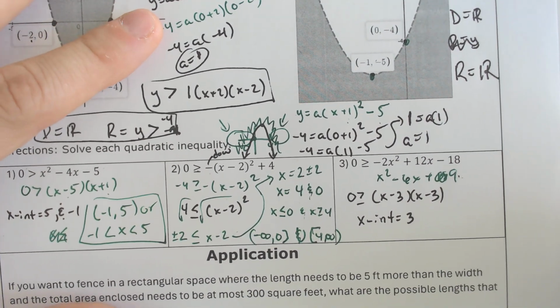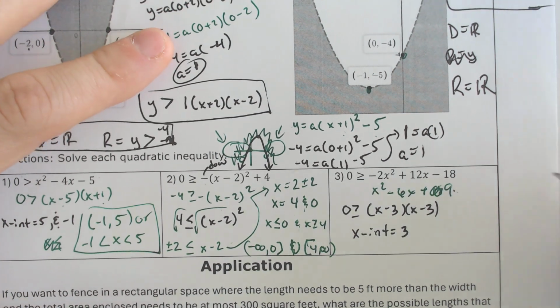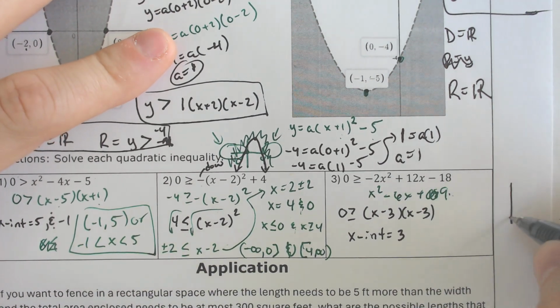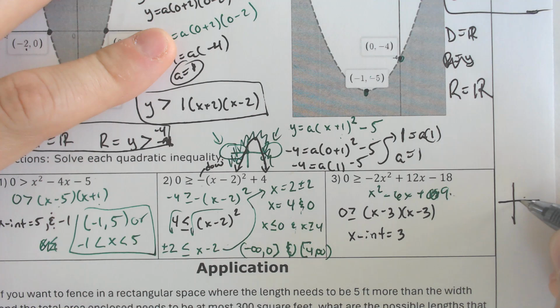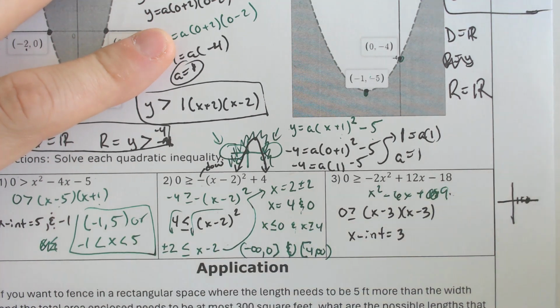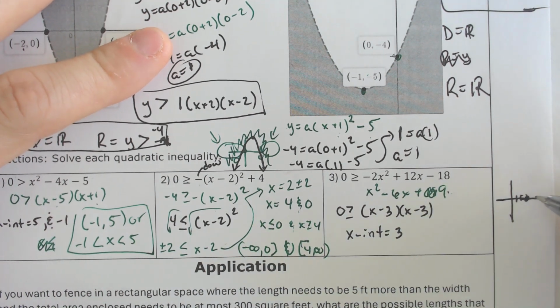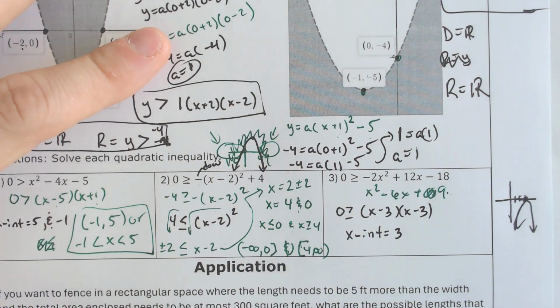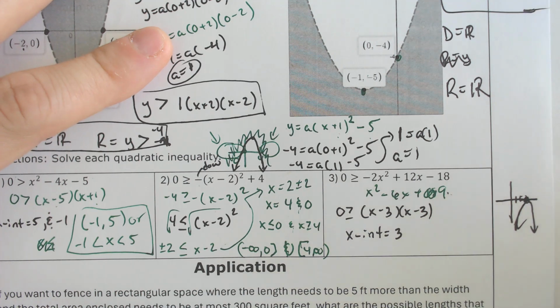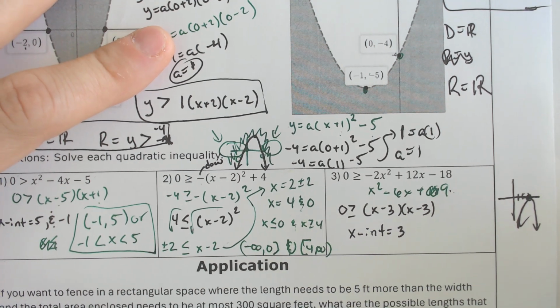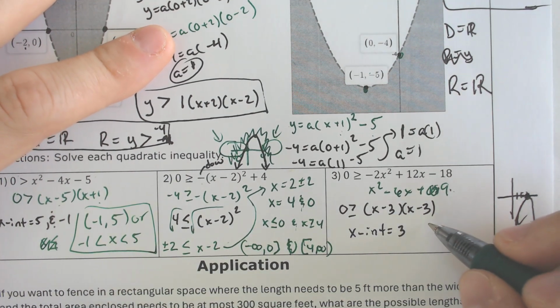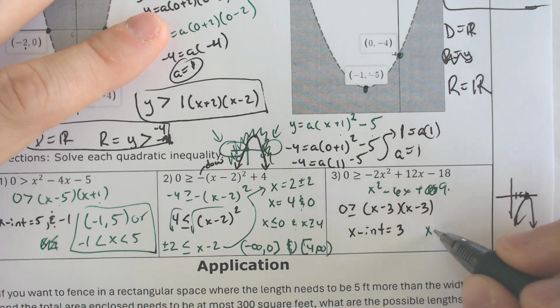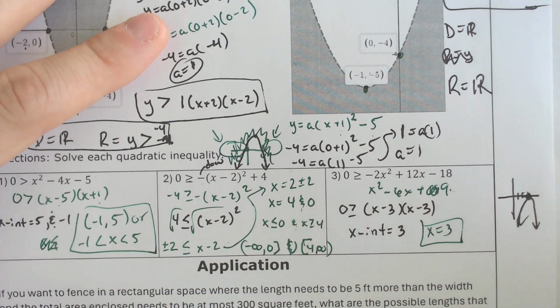Okay. Wonder why that's the case. Well, if we found the vertex for this problem, you would find that the vertex is at 3, because it happens to be the only x-intercept and it is facing down. If that's the case, then the only place where it crosses the x-axis, and therefore the only solution that you have, is x equals 3. That's it. That's the only one.